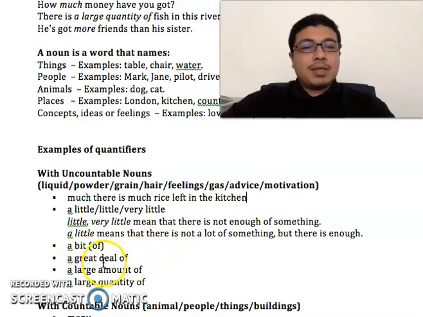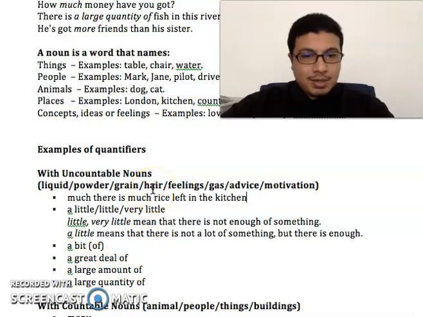There is a great deal of liquid or water in the bowl or in the tank. There is a large amount of hair on your head. There is a large quantity of gas in the container. So those are quantifiers for uncountable nouns.